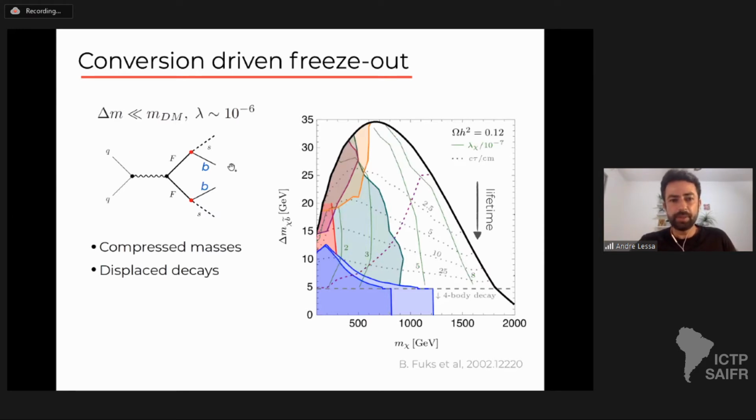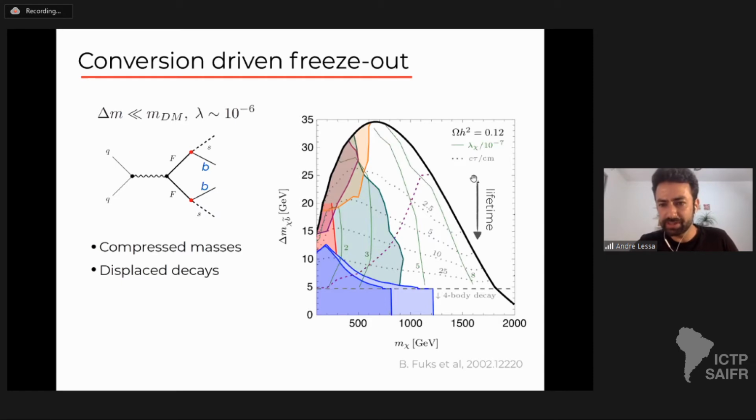So the main difference here is that this mass difference is small, and since the coupling is not so small, the mediator can really decay inside the collider. It has a higher probability of decaying inside the collider. So here is a plot in the dark matter mass versus compression plane. There's a lot of information here. I'll just guide your eye to the main points.